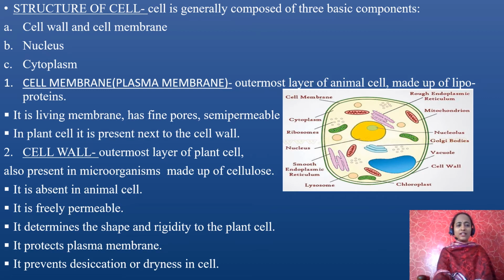The cell wall is freely permeable, not like the cell membrane. Here it is freely permeable. It allows each and every substance to move in and out of the cell. It is absent in animal cells. It determines the shape and rigidity of the plant cell, giving it a particular shape. It protects the plasma membrane in the case of a plant cell. It prevents desiccation or dryness in the cell.